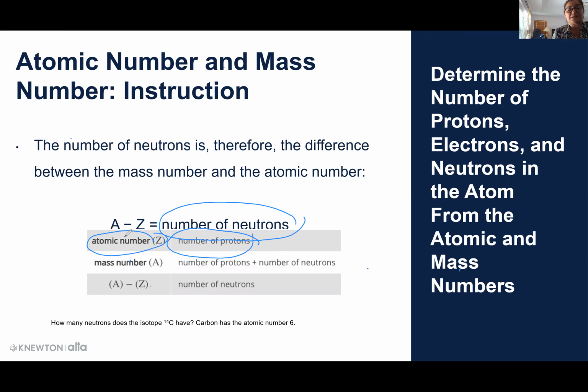Atomic number, or Z, that's the number of protons. Mass number, or atomic mass, is the number of protons plus the number of neutrons. So since we have the mass number as the total of the two and the atomic number as just the number of protons, whenever you want to find the number of neutrons, you subtract the atomic number from the mass number, in order to get the number of neutrons.